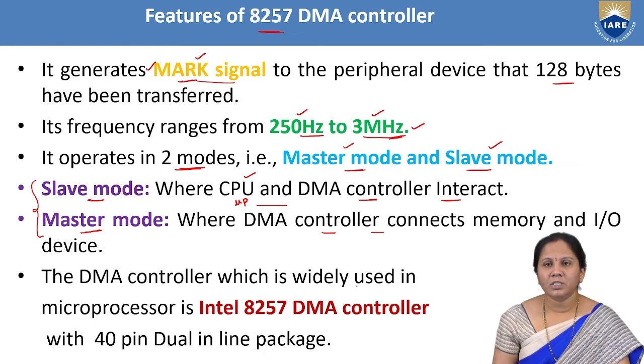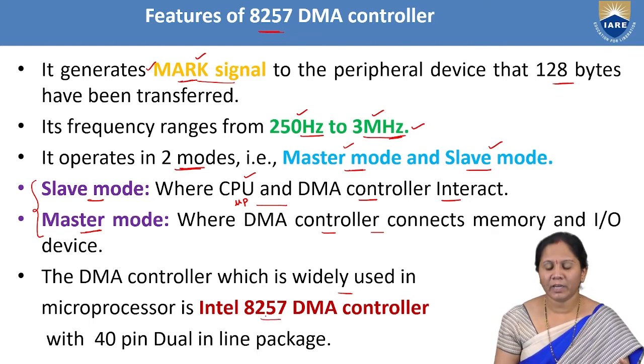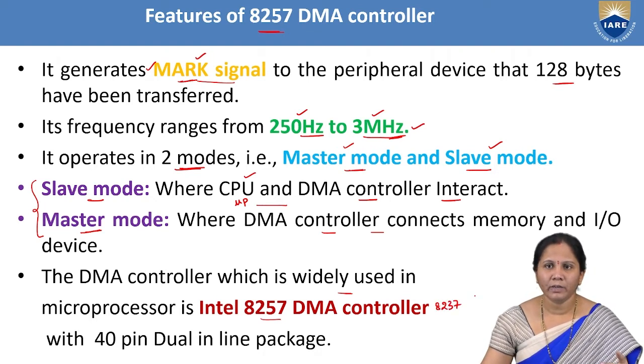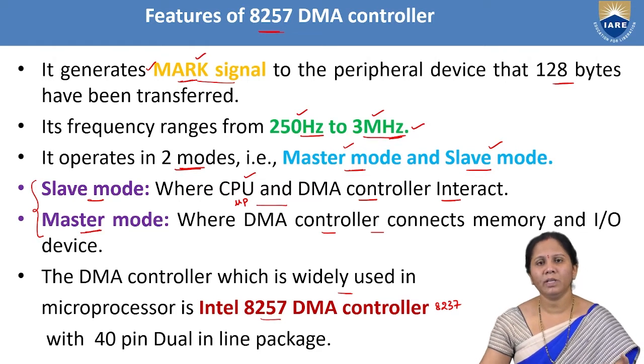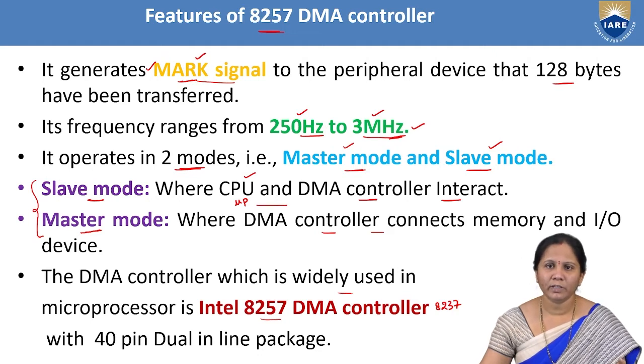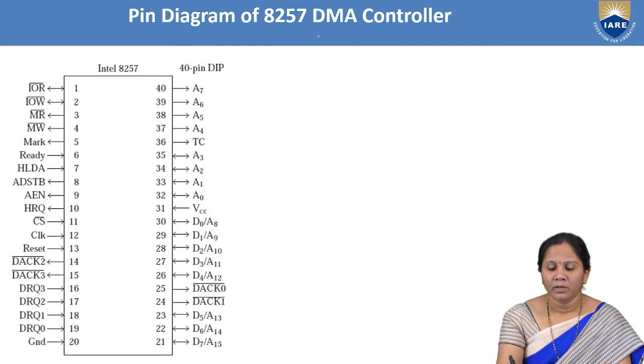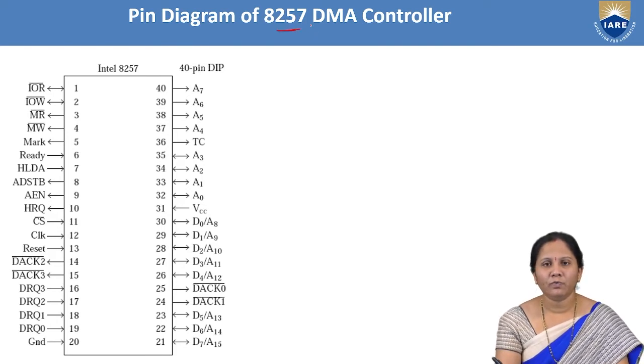Generally we have different types of DMA controllers, but the commonly used ones are the 8257 DMA controller and also the 8237 DMA controller. The 8257 DMA controller is a 40 pin IC, and the 8237 DMA controller is also a 40 pin IC. Both the ICs are programmable ICs. So we have just seen the features of this 8257 DMA controller. Now, coming to the pin configuration of this 8257 DMA controller.